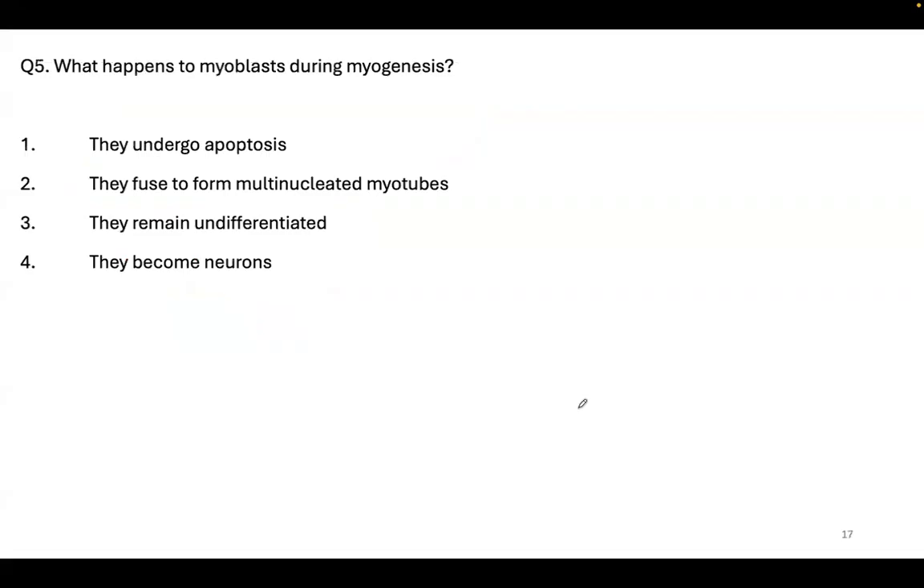So what happens to myoblasts during myogenesis? Myoblast is what we call your muscle stem cells, your satellite cells, once they have activated and differentiated. And myogenesis is the genesis of myo, so muscle development. So yes, they fuse together to form multinucleated myotubes. That's right.